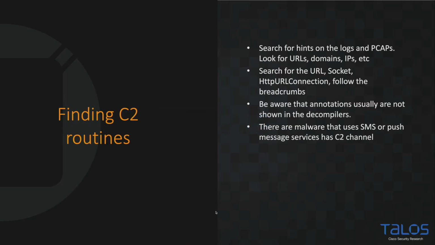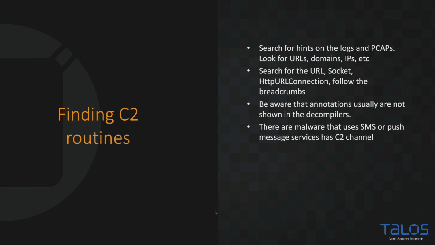Okay, now we have seen this. Let's just do a recap. So to search for the C2 routines, you can look for traffic in the PCAPs, look for URLs, domains, IPs, all of that. You can do it on the PCAPs, but you can also do it in the logs that you collected from the freed execution or from the logcat that you have collected. So all of these hints will help you to search. Then you can look at the code. You can look for the format for URL, for socket, for the URL connection, and then you need to follow the breadcrumbs. But all of these will be there. So it's not often that you will see obfuscators that will hide everything on there.